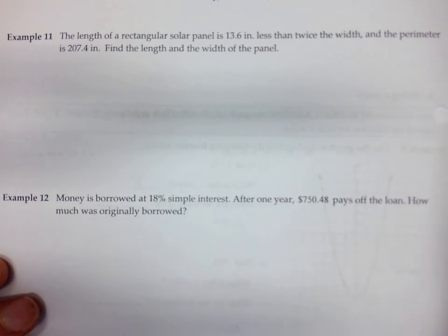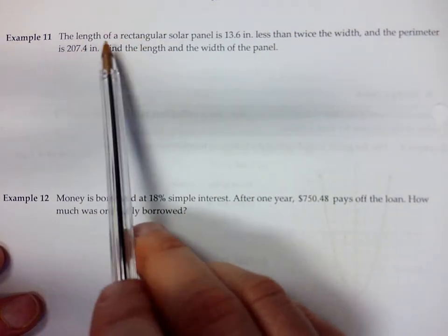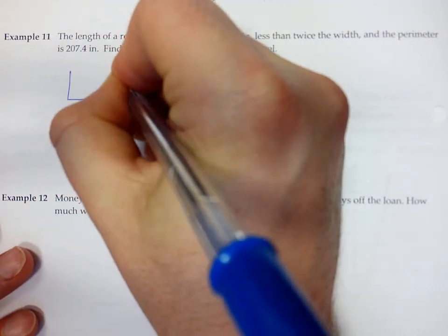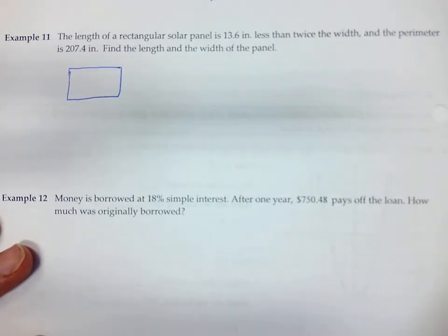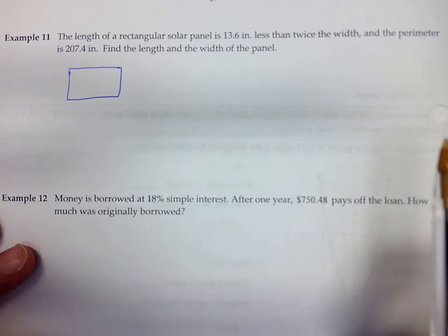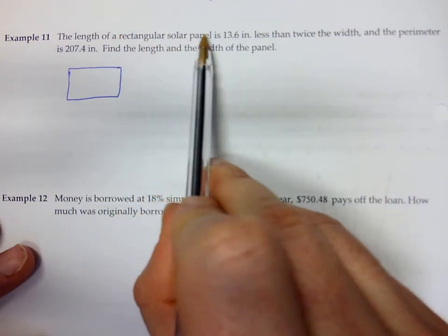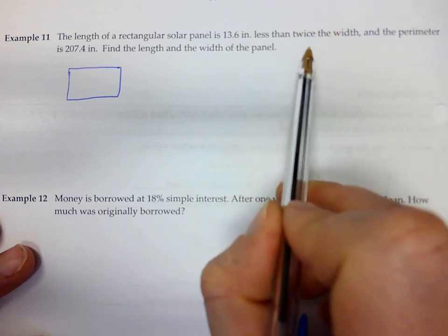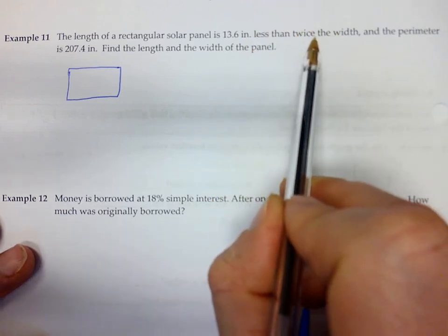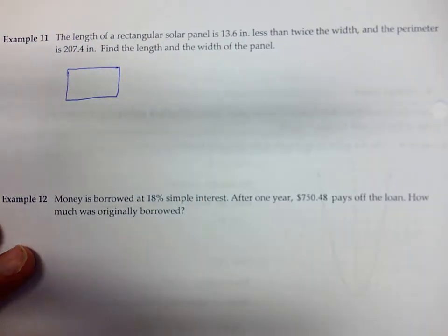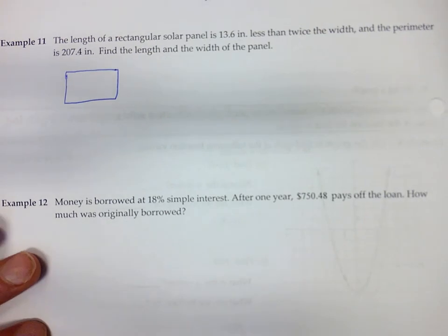Okay, next up, we're looking at a word problem involving a rectangular solar panel. So as soon as I see that, I'm going to draw out a rectangle. They've given me a lot of information there. And if they're talking about a shape, draw out your shape. So this says the length of a rectangular solar panel is 13.6 inches less than twice the width. Whoa, that sounds scary. And the perimeter is 207.4. Find the length and the width of the panel. Well, that is just terrifying.